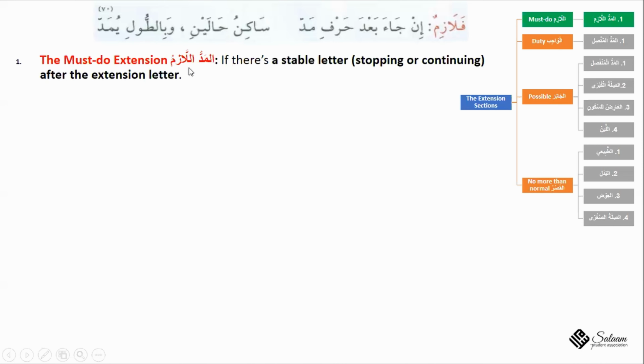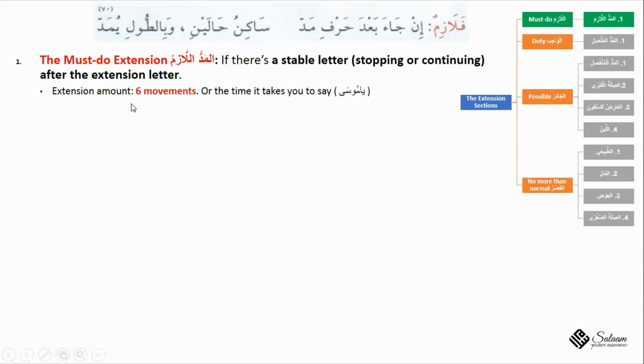So the must do extension, or maddul lazim, we will translate that into English. This will be if there is a stable letter in all the situations, stopping or continuing. Here it is called sakinu halayni. Sakinu halayni, it is stable in both cases, stopping and continuing, after the extension letter. So we have an extension letter, and then we have a stable letter after it. Then we must do an extension here, and the amount of this extension is 6 movements.